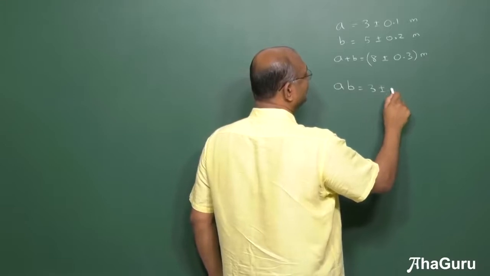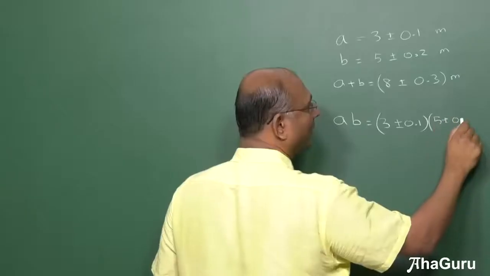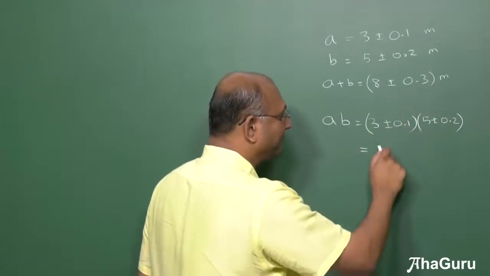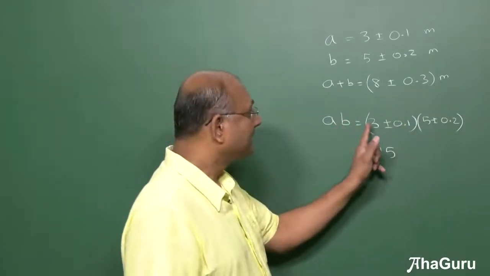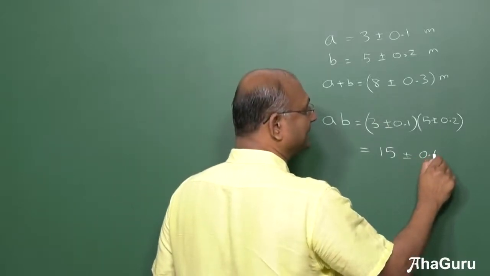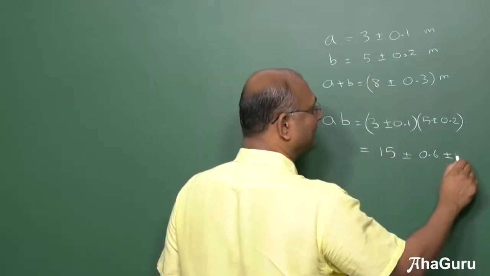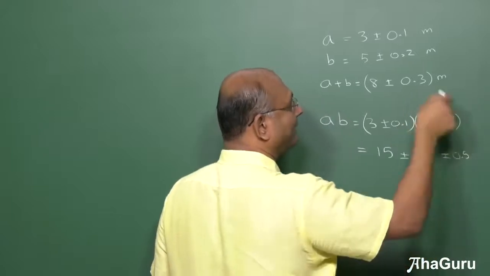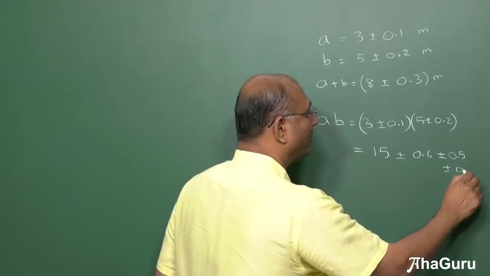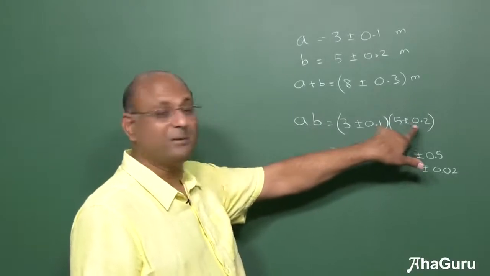You will get 3 plus or minus 0.1 into 5 plus or minus 0.2, which is going to give me 3 into 5, 15, plus 3 times 0.2. So this is going to give me plus or minus 0.6, because 3 times 0.2 will give me 0.6. 5 times plus or minus 0.1, which will give me plus or minus 0.5. And then plus or minus 0.1 into plus or minus 0.2, which is going to give us plus or minus 0.02. Now somebody might argue that, wait, won't it be always plus?